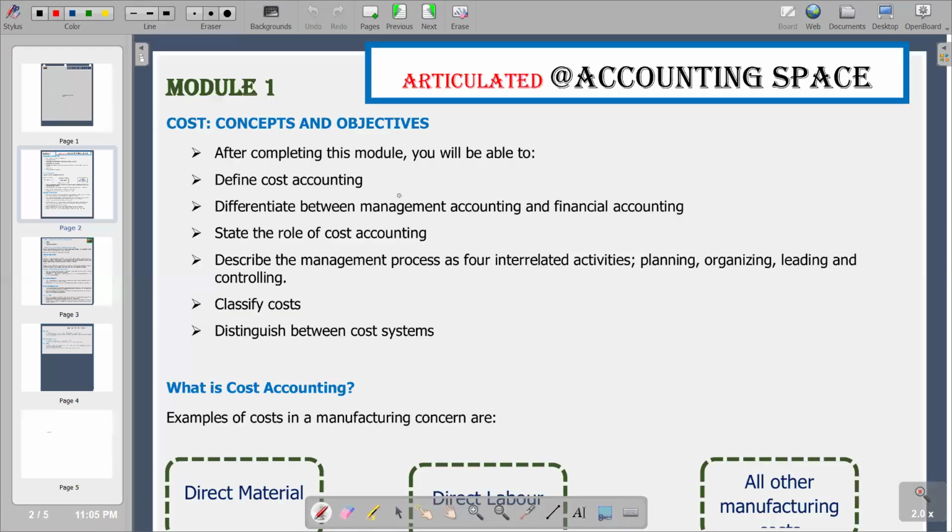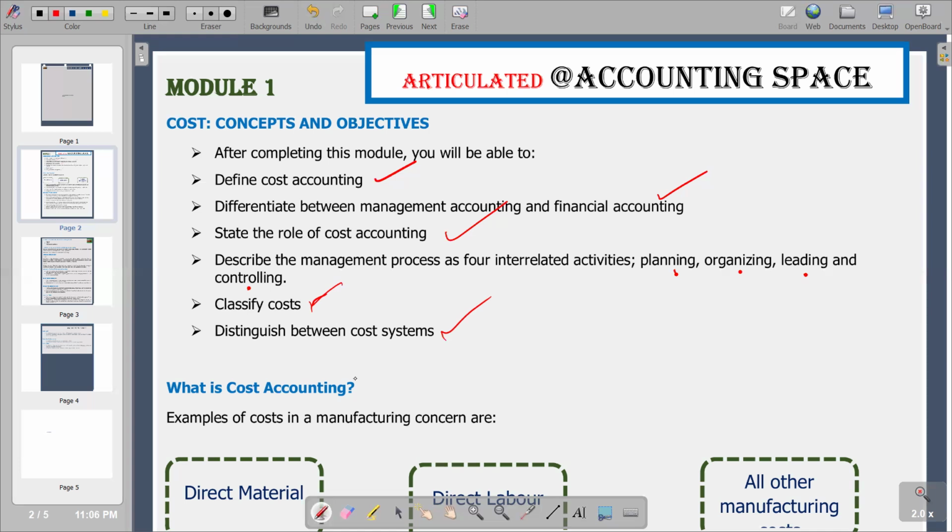We are going to look at our Module 1, which is on concepts and objectives. So we are going to start by looking at what is expected at the end of this module. After Module 1, you should be able to define cost accounting, differentiate between cost and management accounting, and state the role of cost accounting in planning and controlling. And lastly, you are supposed to distinguish between cost systems. So these are the requirements according to our Module 1 of Cost and Management Accounting N5.